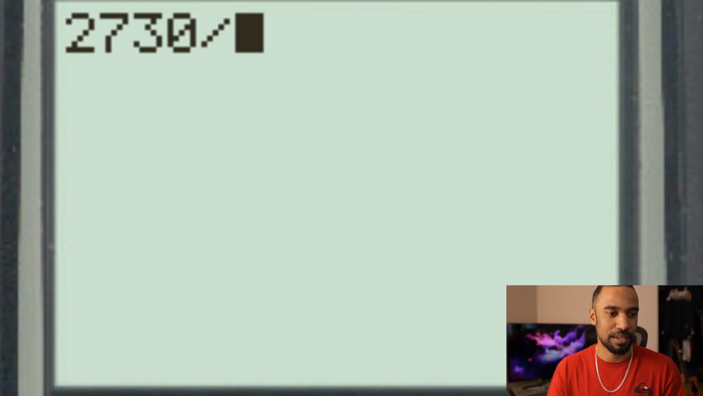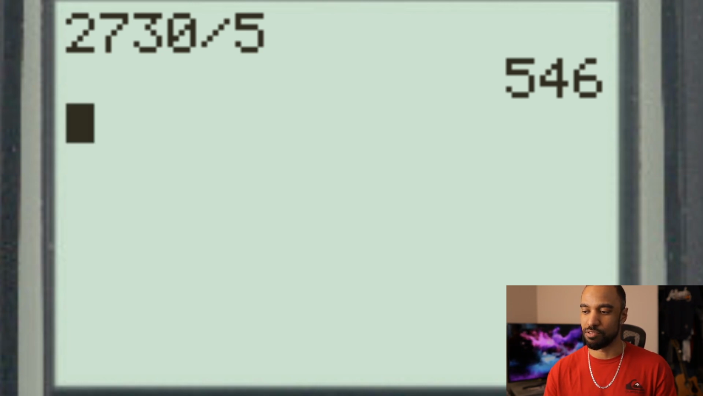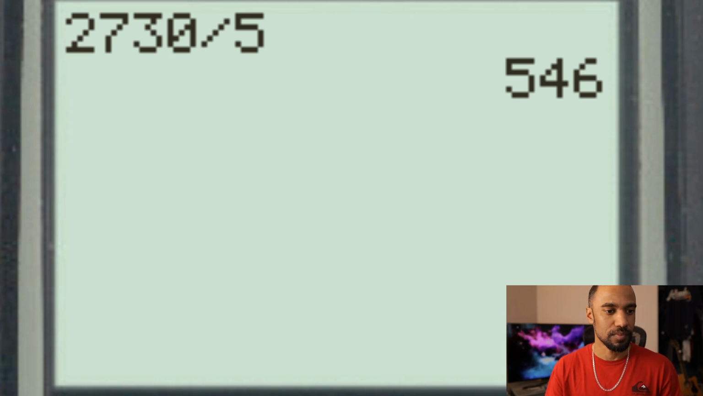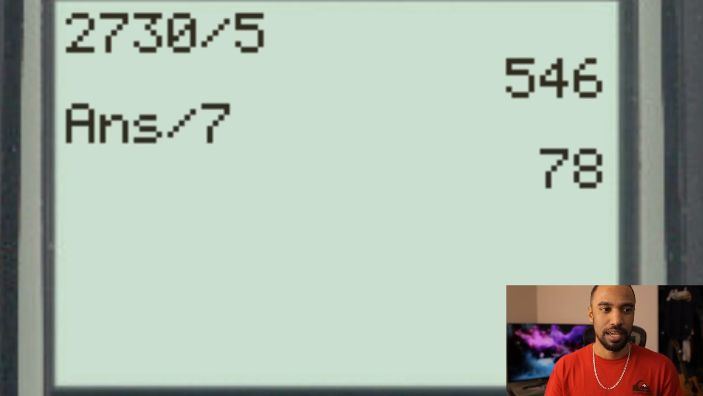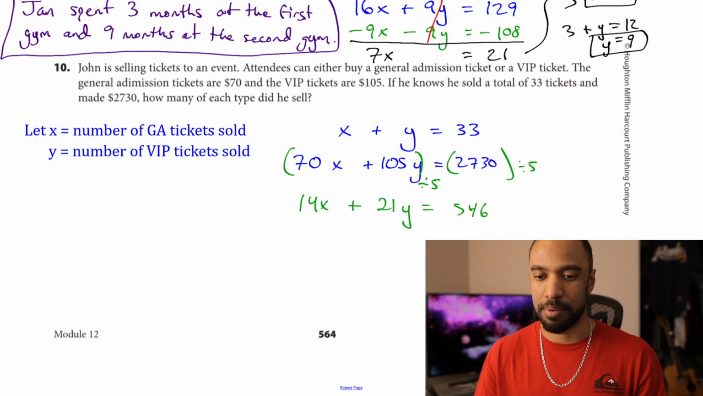2730 divided by 5. So 546. And I'm checking to see if that's divisible by 7. If I can make these numbers even smaller, that would be awesome. Divided by 7. It is. I get 78. So, okay, I'm going to divide these by 7. So one more time I'm going to do this, guys. These will all divide by 7 here.